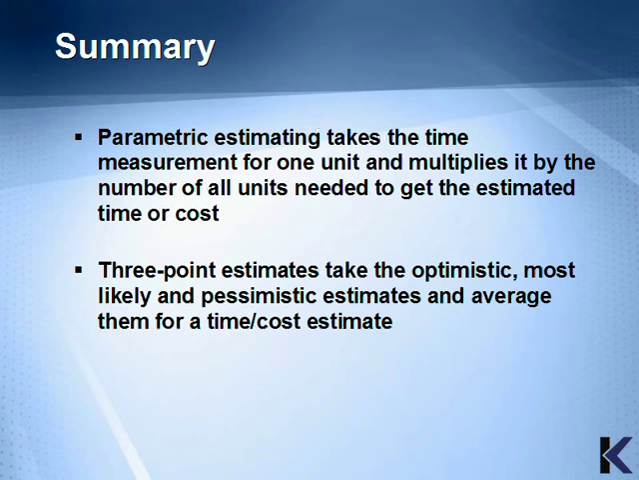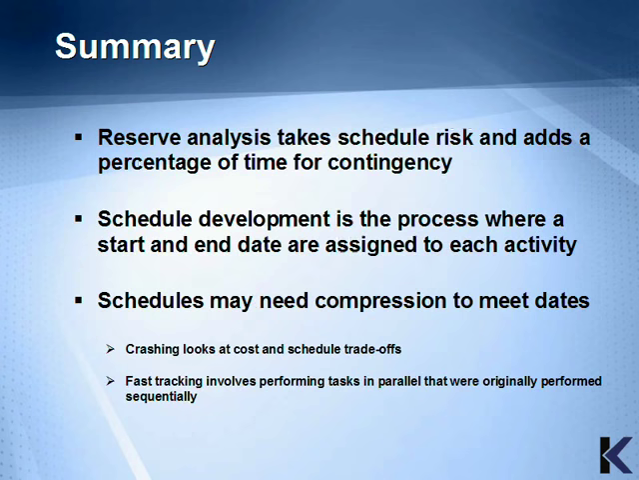Parametric estimating takes the time measurement for one unit and multiplies it by the number of all units needed to get the estimated time or cost. The 3-point estimates take the optimistic, most likely, and pessimistic estimates and average them for a time-cost estimate. Reserve analysis takes schedule risk and adds a percentage of time for contingency.